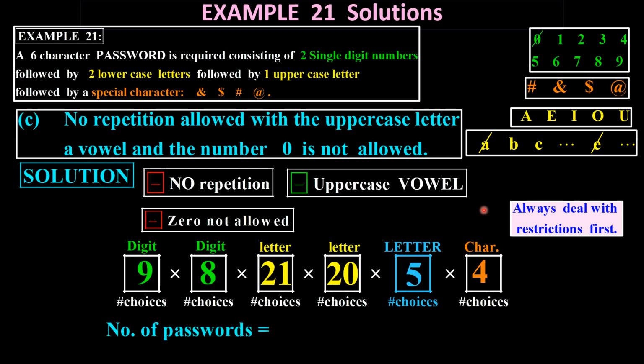So to find the total number of passwords made with those restrictions would be 9 times 8 times 21 times 20 times 5 times 4. I'm sure you'll need a calculator for that. If we calculate that, that's 604,800.